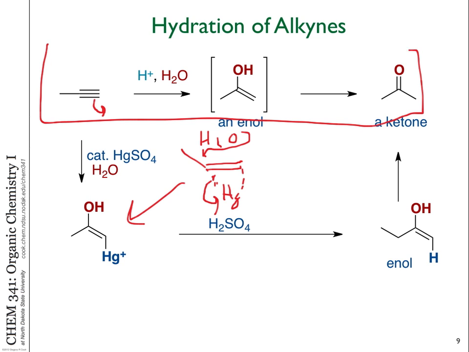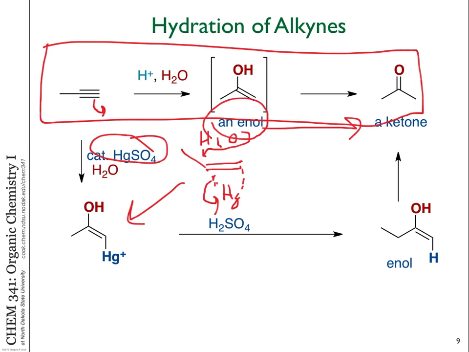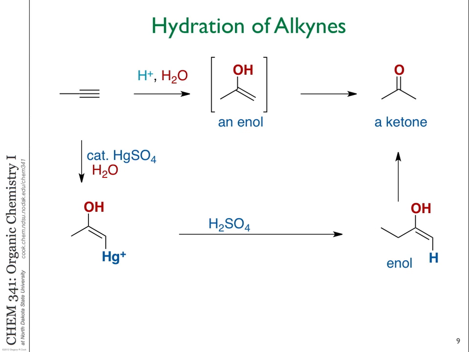But again, overall, if you remember, in the presence of catalytic mercury salts and water, you hydrate the alkyne. A lot of similarities to the alkene in terms of the position of the addition. Just remember that the enol intermediate converts to a ketone as the final stable product. Okay. Any more questions about this? Okay.